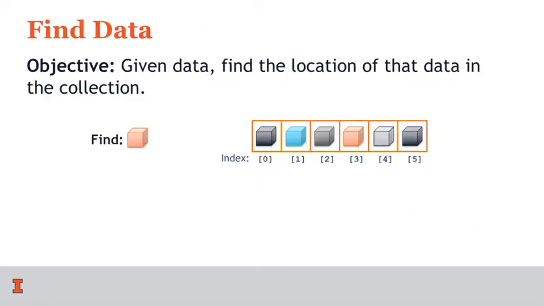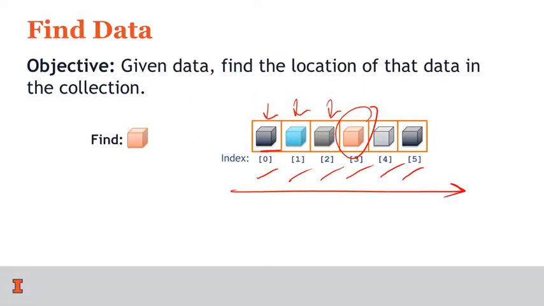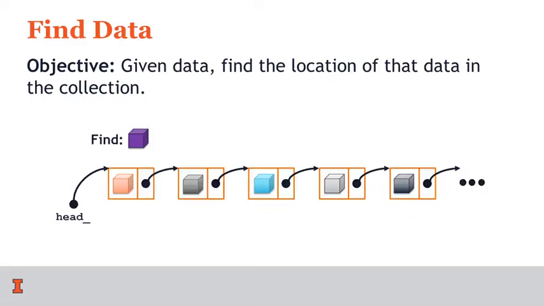Let's think about finding data. Given data, how do we go about finding data inside of a collection? So if I want to find the orange cube in an array, I have no other choice but to start at the beginning and look at the first element, then look at the next element, then look at the next element. Aha, I found the cube. So the amount of time of looking at every single element is going to take operations equal to the amount of the data in there. So to find the orange cube, we need to check every single piece of data. So that's going to take O of n operations to find our orange cube.